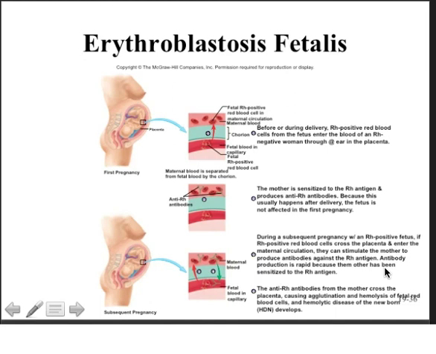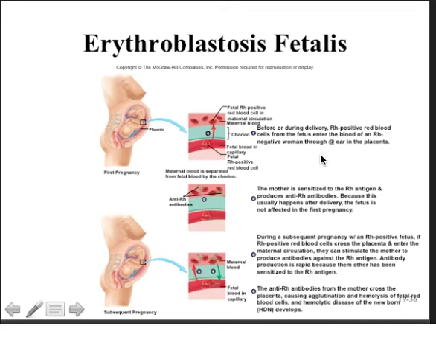And so this is just a look at how erythroblastosis manifests itself. So before or during delivery, Rh positive red blood cells from the fetus enter the blood of an Rh negative mother at a tear in the placenta, and that happens at birth. The mother is sensitized to the antigen and generates antibodies. Because this usually happens after delivery, the fetus is not affected in the first pregnancy. So the first pregnancy will go off generally without a hitch, unless something very unusual happens, such as that mother had received a transfusion of Rh positive blood at some point in her life.